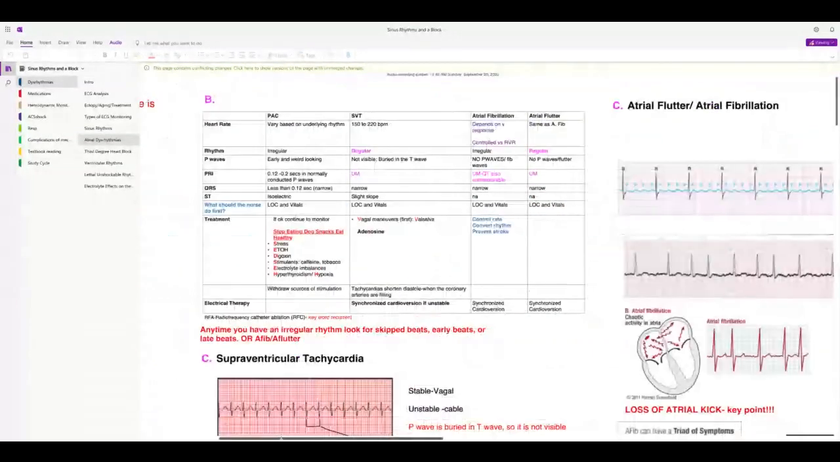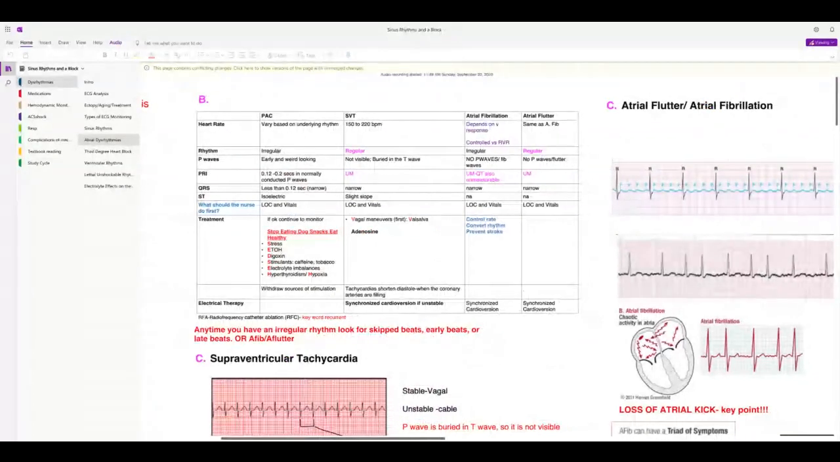Okay, so this is a little chart we can compare and contrast. With the PAC, the rate will vary. It's usually normal sinus rhythm. It could be sinus tach, just because of what usually causes it. The rhythm is going to be irregular. Most of the rhythm would be regular, but it will be irregular because that early P wave is going to cause one of those QRSs to be earlier. So the PR interval is going to be normal in the normally conducted beats. It'll be shorter in the premature atrial contraction.